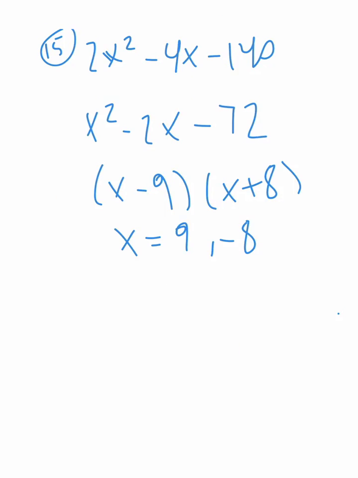For number 15, we have 2x squared minus 4x minus 140. You can first divide all the numbers by 2, which the factors will be x minus 9 and x plus 8, giving you x equals 9 and negative 8.